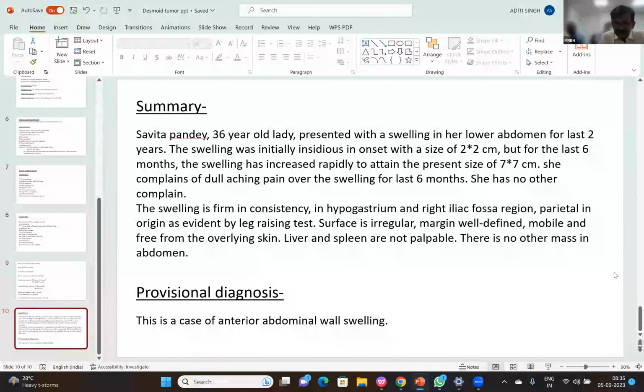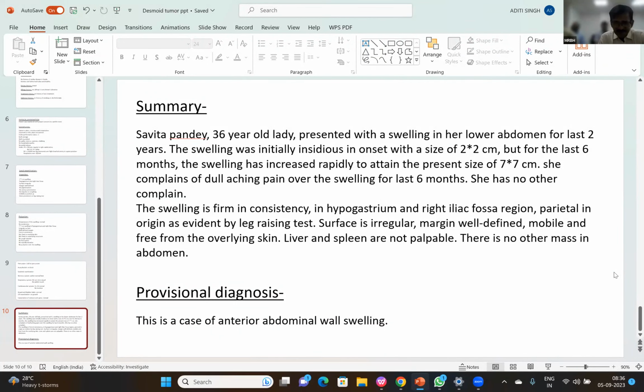Is the swelling fixed to the abdominal wall muscles? How do I ascertain? You said free from overlying skin. Is it fixed to the underlying abdominal parietal structures? How do I ascertain that? So we'll move the swelling along the direction of the muscle and perpendicular to the direction. If the swelling is in the iliac fossa and the hypogastric region, the direction of muscles are different here. Yes, sir. You have tried to understand the anatomy here.